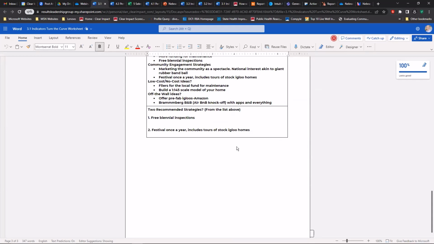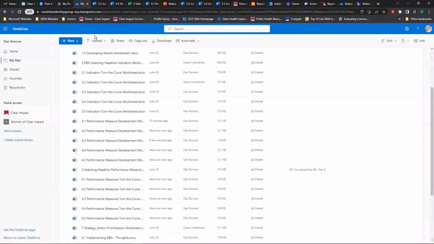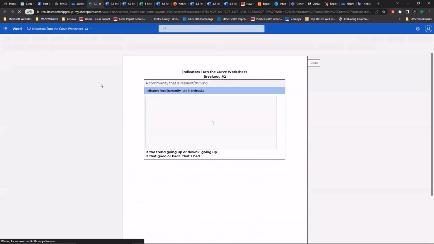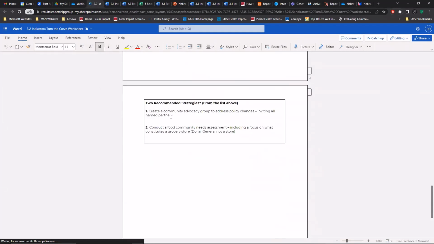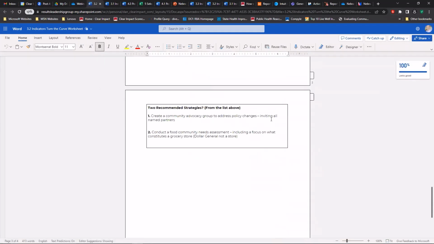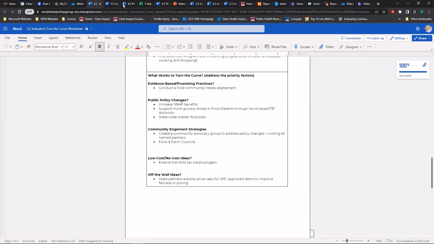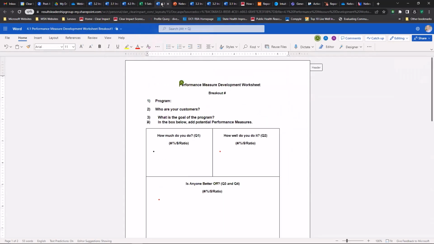So you guys are going to pick one of these, and the other group, group 2, you're going to pick one of yours. Again, either create a community advocacy group to address policy change or conduct a food community needs assessment. You'll pick one of those and develop your performance measures. Any questions before we start the 2 breakout rooms? And then 4.1 and 4.2 are the ones you're going to use. Looks like folks are already there and ready to get started. So I'll give you about 20 minutes to do this, and let me create the 2 breakout rooms.